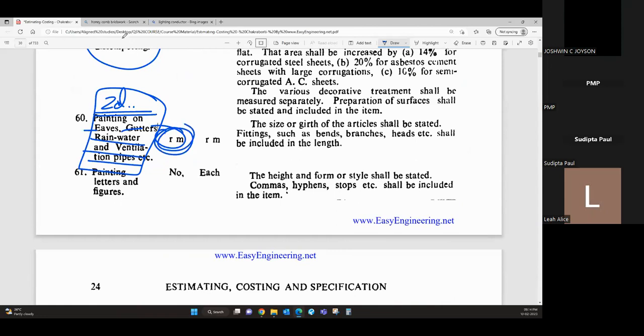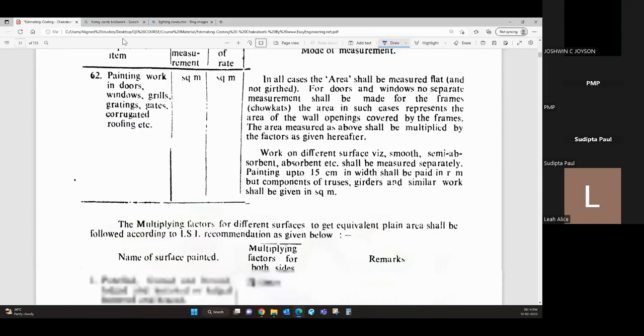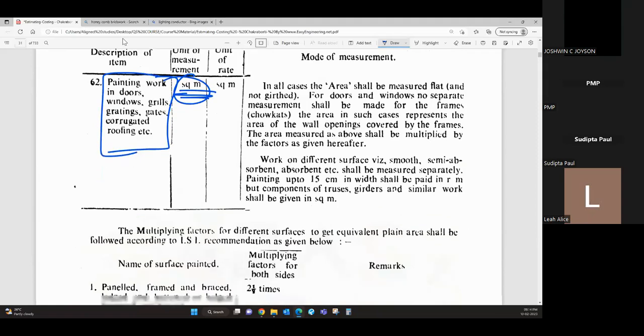Painting of letters and figures. Let's suppose you want to paint A, B, C, D. So it will be considered in numbers: 1, 2, 3, and 4. So there are four letters and each letter will be painted for 100 rupees. So four letters will take 400 rupees. Now comes painting works on doors and grills. Painting works happen on area, so we always consider square meter.